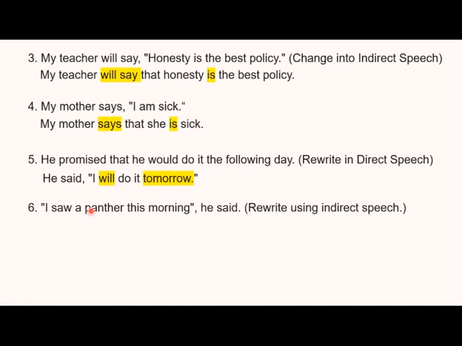The next one, I saw a panther this morning, in indirect speech. So the answer will be, he said that he had seen a panther that morning. Now keep in mind, if the verb is in the past tense, it will change into past perfect when we are changing into indirect speech. So this changes into that, saw changes into had seen.